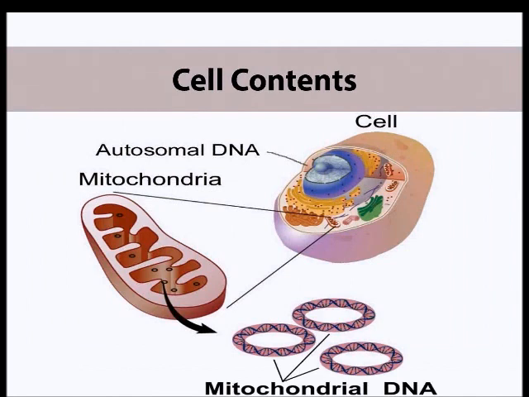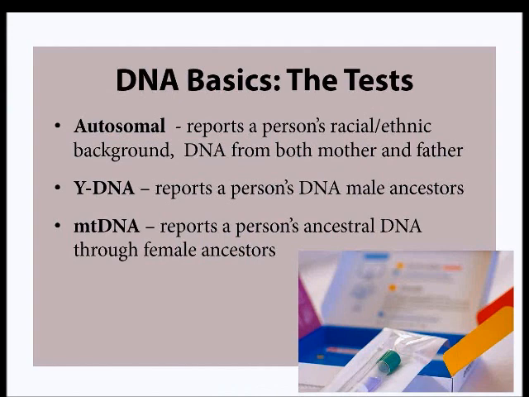So here's a picture. You've got the nucleus, this blue blob of the cell, and you've got the mitochondria, which are outside the nucleus in the cytoplasm. And these are the major pieces that are tested when our DNA is evaluated.